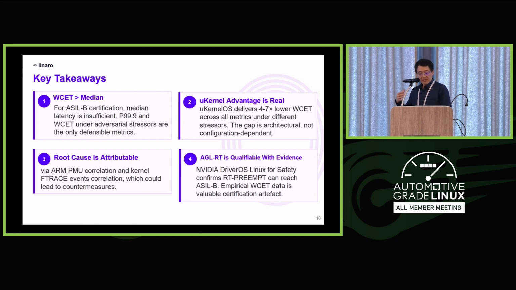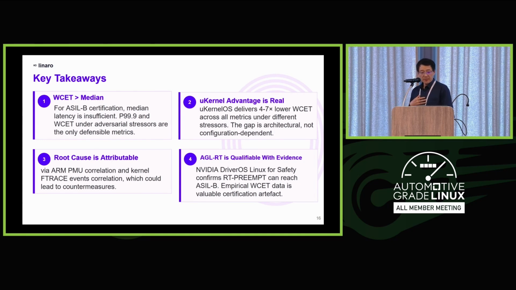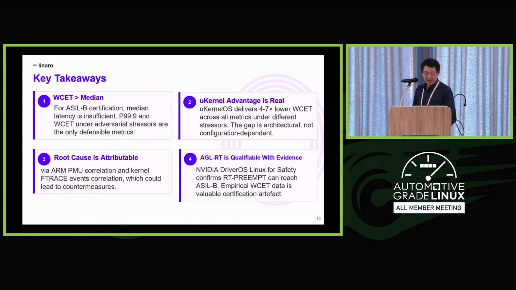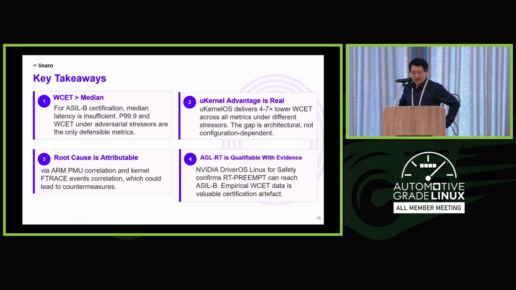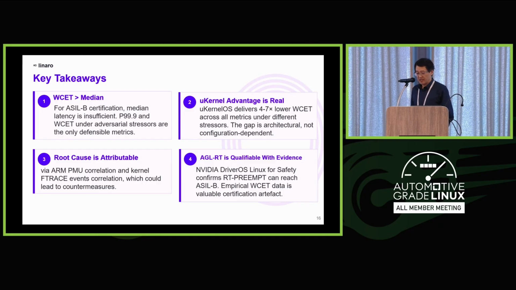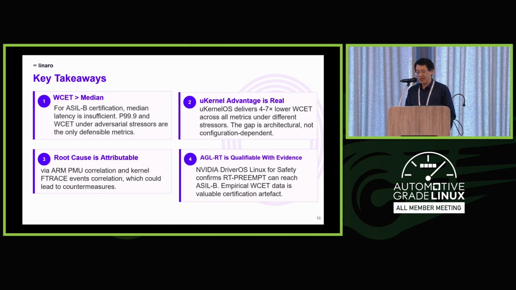So I want to wrap up my presentation with some key takeaways. The first one is that the worst case execution time, as you see from the actual data, is greater than the median. The second one is the microkernel advantage is real. It delivers 4 to 7 times lower worst case execution time across all metrics on different stresses. The gap is architectural, not configuration dependent.